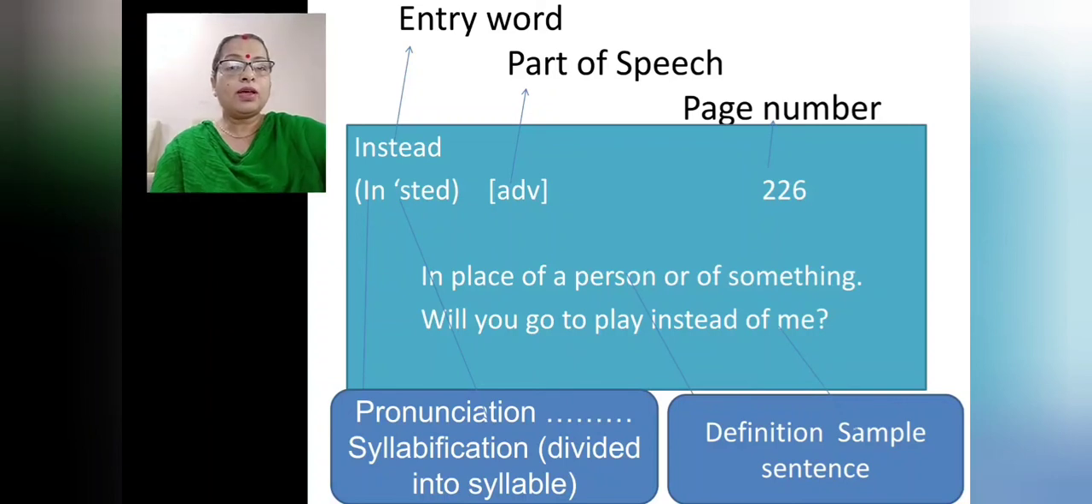Then you have the part of speech. What is the part of speech given? ADV, that is adverb. It is the abbreviated form of adverb. Next you have the definition. What is the definition given here? In place of a person or something. Then next you have a sample sentence. What is the sentence given here? Will you go to play instead of me? Then the important thing is page number. Page number 226 is given.